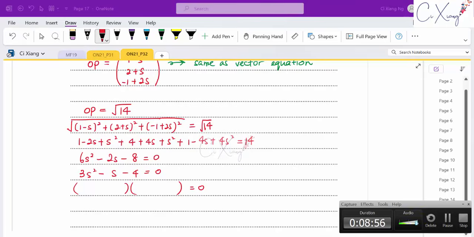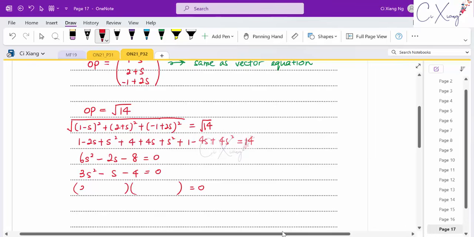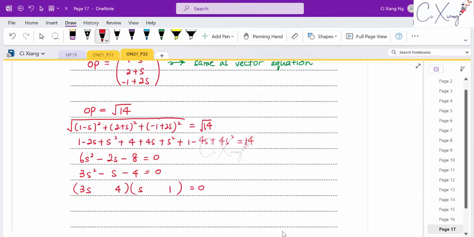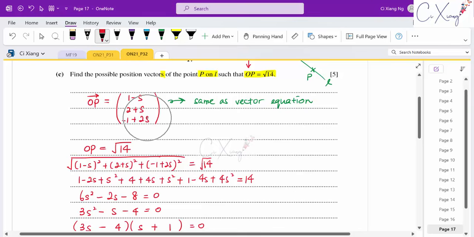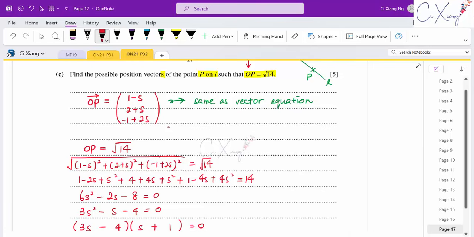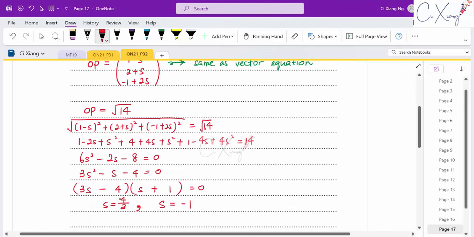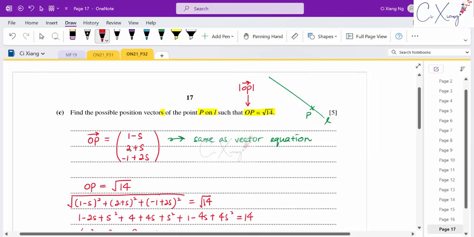To get the value of s, I try to factorize them: 4, then 1, after that minus 4 plus 1. From here, you can see very clearly that I get two values of s, where s can be equal to 4 over 3 and also s equals -1. Then I want to substitute the value of s into the position vector of OP. Then I can find out the exact value for the position vector of the point P. Correct? So I'll substitute my value of s into the position vector equation.